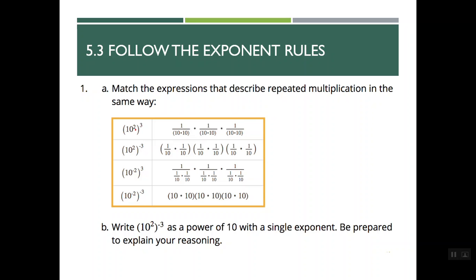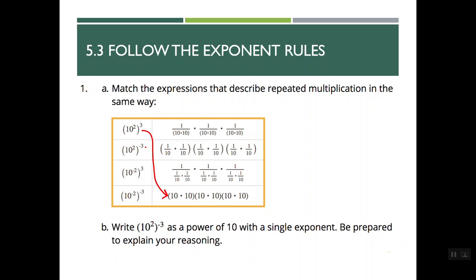So we have 10 to the 2nd raised to the 3rd power. We have 10 to the 2nd raised to the negative 3rd power. We have 10 to the negative 2nd raised to the 3rd power. And we have 10 to the negative 2nd to the negative 3rd. So this first one, this is what we were working with before we dealt with any negatives. What does this mean? This means 10 squared 3 times. So where do we see 10 times 10 times 10 times 10 times 10 times 10? And that's down here. So those two match.